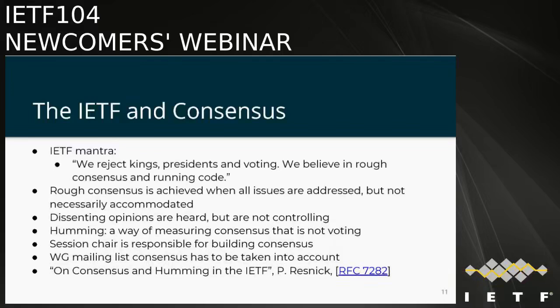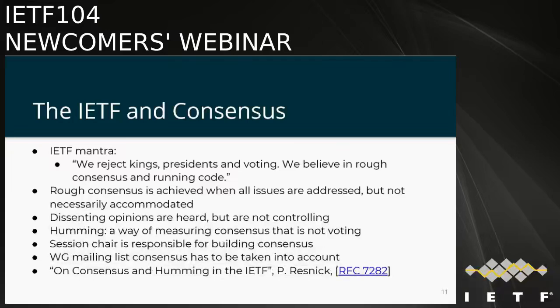Okay, so let's talk about the IETF and its consensus mechanism. As I said, there is no formal voting mechanism at the IETF. Consensus is the key. This is really important to understand. It's one of the major features of the IETF, as stated in its original mantra, which says that we reject kings, precedents, and voting. We believe in rough consensus and running code. So basically, the idea is to reject majority ruling at the IETF.